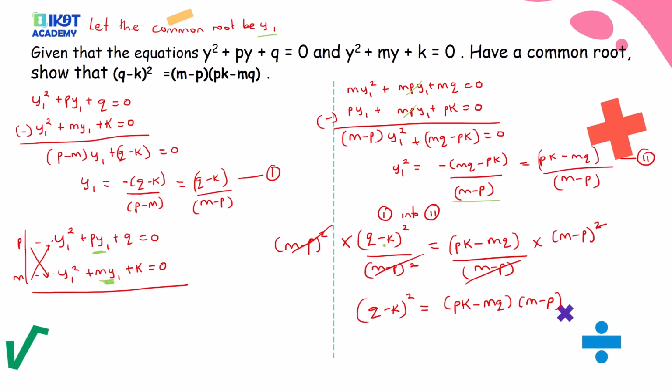We have (q minus k) squared out of m. So we squared this is equal to this. Then we multiply through by (m minus p) squared. Then we would have proved. If you have any questions, you can ask.